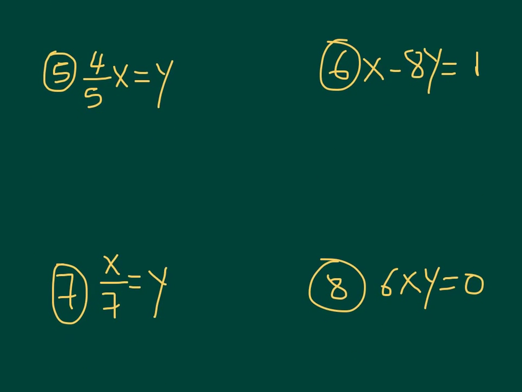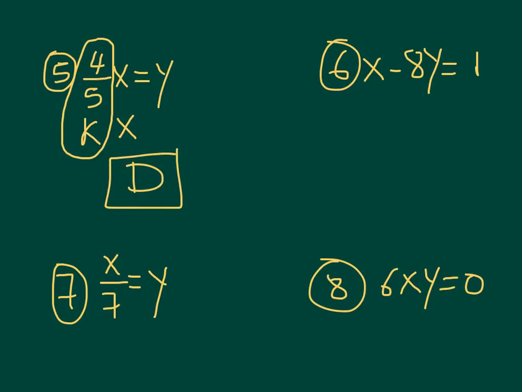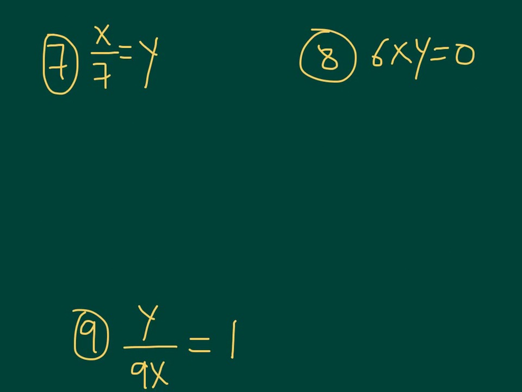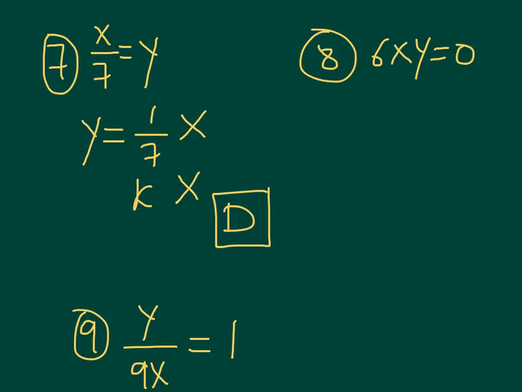For number 5, we have the form k times x. K is the constant of variation. K is 4/5. That's direct. Number 6 is again an equation of a line. This is linear, so neither. For number 7, if you want to rewrite it, it is in the form 1 over 7 times x, which is k times x, and this would be direct variation.